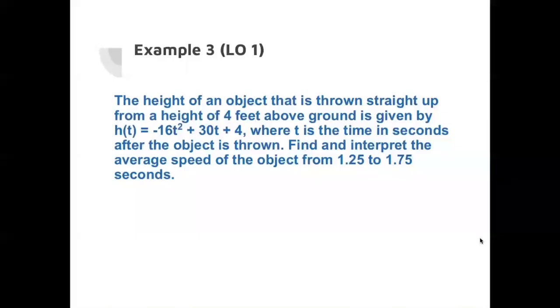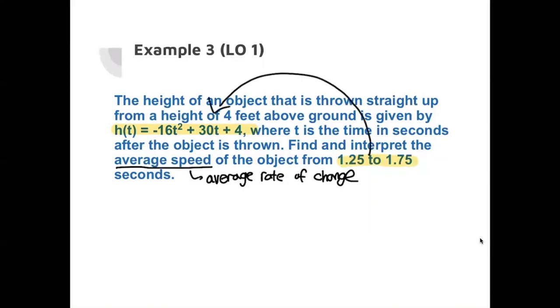Let's solve some word problems. This is more likely driven for the average rates of change for nonlinear functions because this is a quadratic function, right? The question tells us to find the average speed, which is the same as average rate of change, of the object from 1.25 to 1.75 seconds. So they give you the interval, right? We're going to plug in these two x values into the function to find the corresponding y value. H of 1.25 is negative 16 times 1.25 to the power of 2 plus 30 times 1.25 plus 4. Let's calculate this real quick.